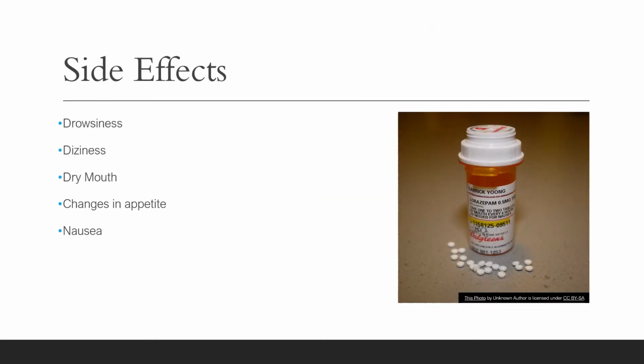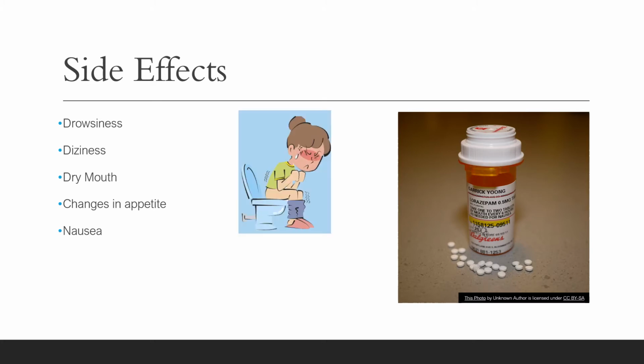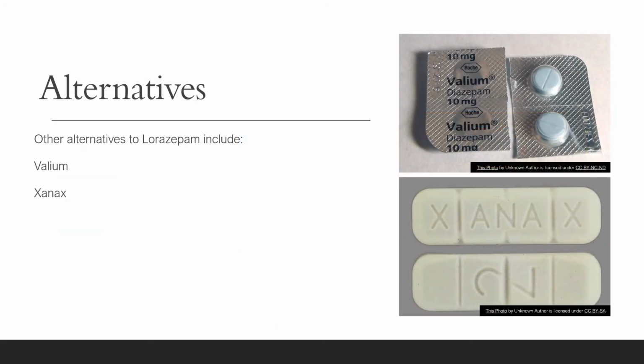Side effects for this drug typically include drowsiness, dizziness, dry mouth, changes in appetite, nausea, and serious side effects ranging from constipation to death. Examples of alternative medications that could be used in place of Ativan are various antidepressants and other benzodiazepines like Xanax or Valium.